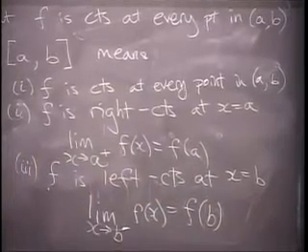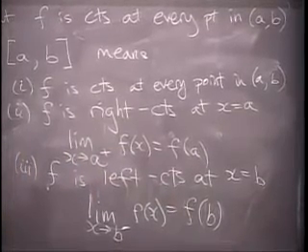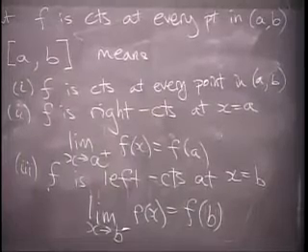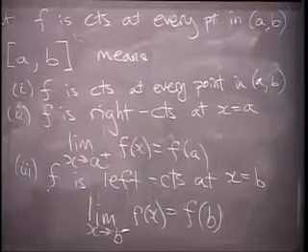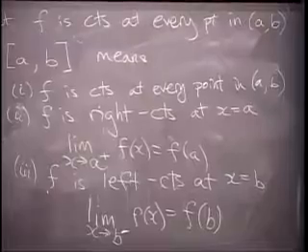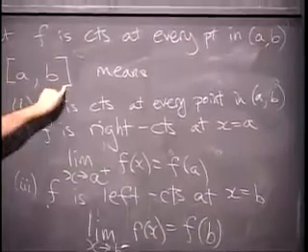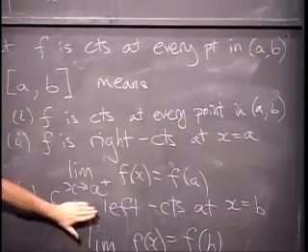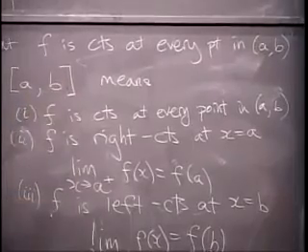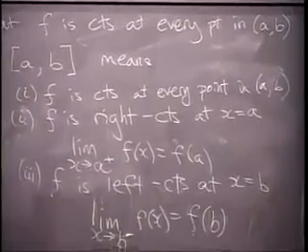Okay, so now we know what it means for a function to be continuous on various different types of intervals. Of course, if it's closed there and open there, then you don't need the left continuity because b isn't even in the domain. It's a sort of mixture of this and this.